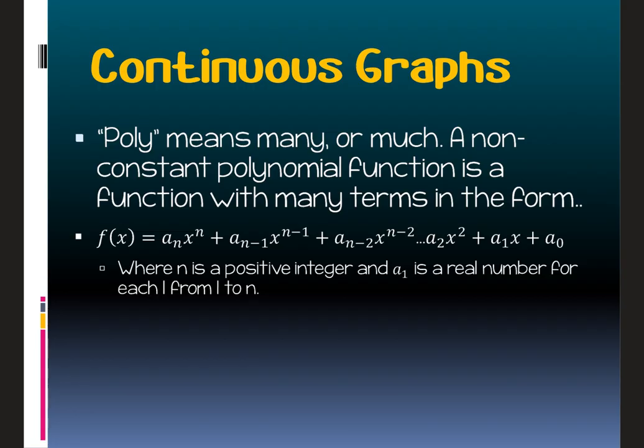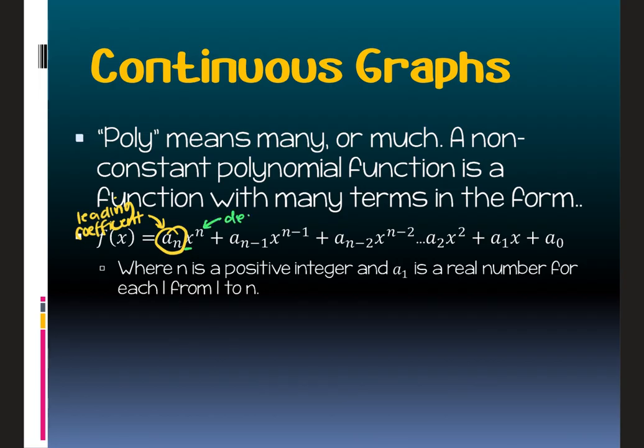A non-constant polynomial function is a function with many terms in the form of a sub n, x to the n, and then a sub n minus 1, x to the n minus 1. So what this means in that weird notation is that the number on the front could be anything. This could be 1, this could be negative 17, whatever. This is a coefficient. It's called a leading coefficient. And it is attached to the variable with the highest exponent.